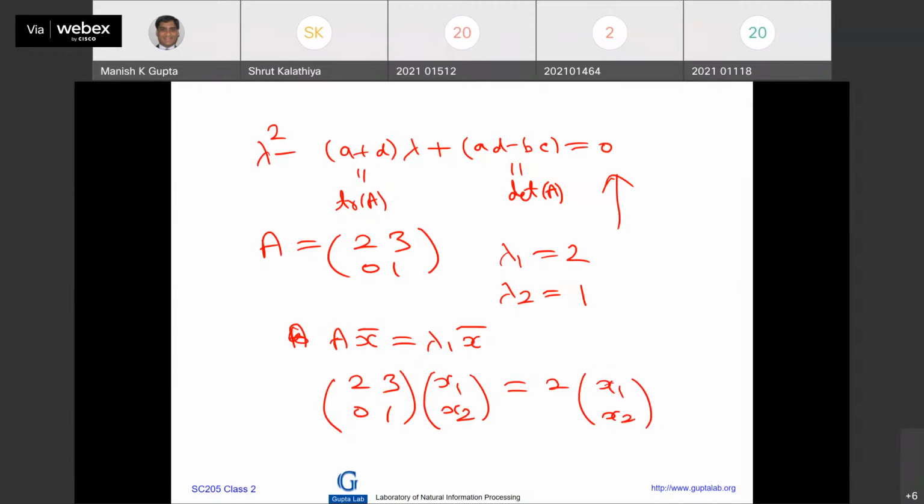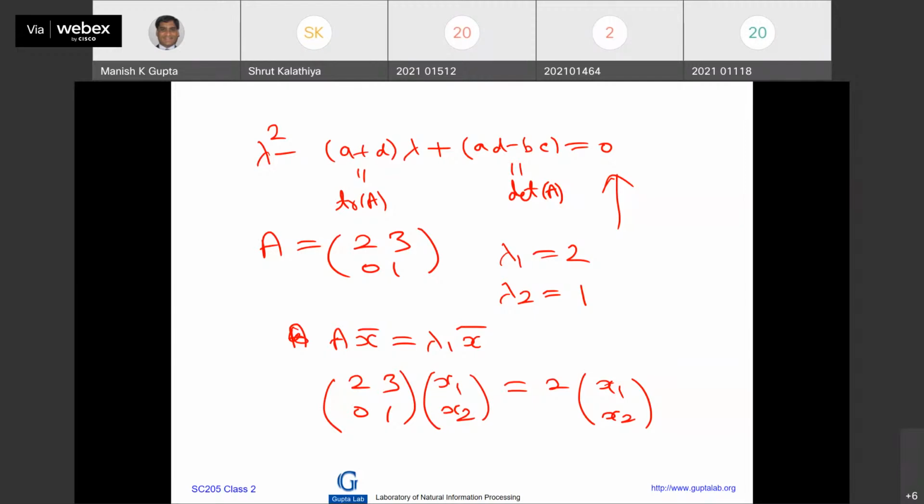Can you solve this for x1, x2? And that will be your eigenvector for a given eigenvalue. So when we took eigenvalue 2, we got one system of equations. When we take eigenvalue 1, we will get another system of equations. So 2 eigenvectors you can find.